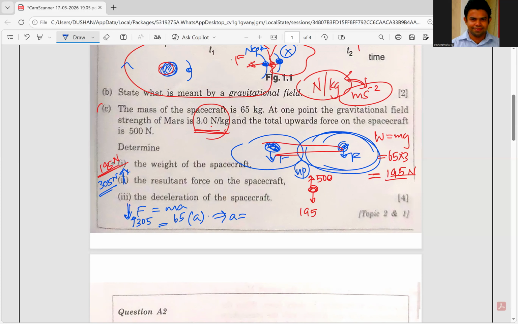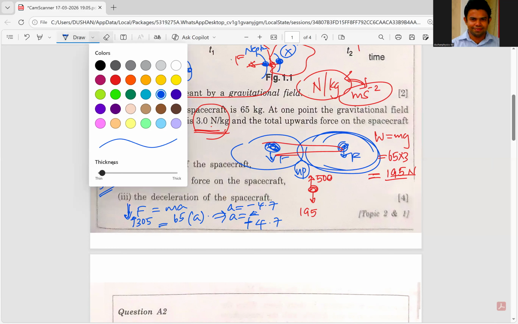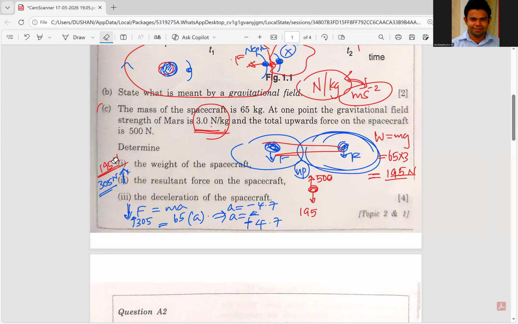Minus 4.69. Yeah. So, right. If they ask acceleration, you have to say minus 4.7. If they ask deceleration, you have to say plus 4.7. Student, you got my point? Okay, sir. For deceleration, never put the negative value; put the positive value. If they ask acceleration, put the minus one.